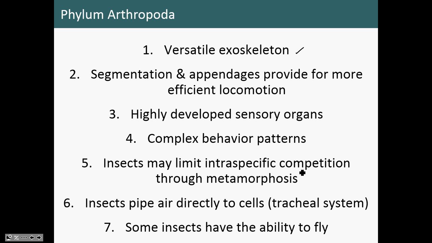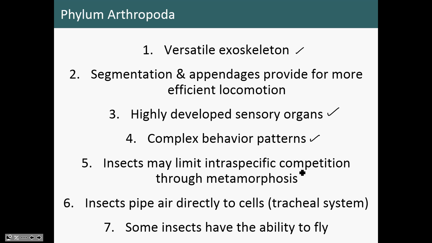They have segmentation and appendages that give them more efficient locomotion. So they're able to move further, faster, cover more ground than some of our other organisms. They have really highly developed sensory organs, so they interact with each other and with their environment in a way that is novel so far in our invertebrates. They're able to sense chemicals, they're able to take in tactile signals, they are able to see, they have all sorts of sensory perception going on. They have some of the most complex behavior patterns of our invertebrates.